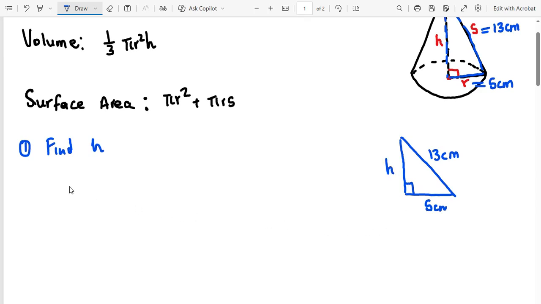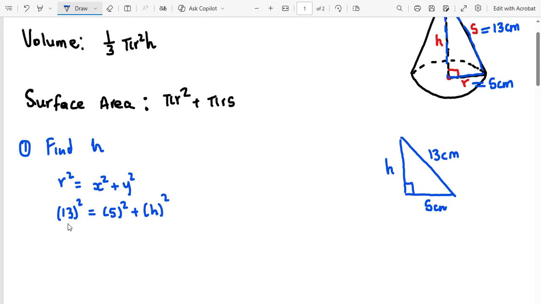So to find H, I'm going to use the theorem of Pythagoras. Remember the theorem of Pythagoras says r squared equals x squared plus y squared. Your r squared in this diagram is 13, so this will be 13 squared, and we're going to equate this to your x, which is 5 squared, plus your y, the opposite, which is H squared.